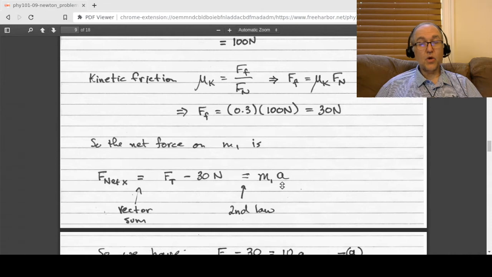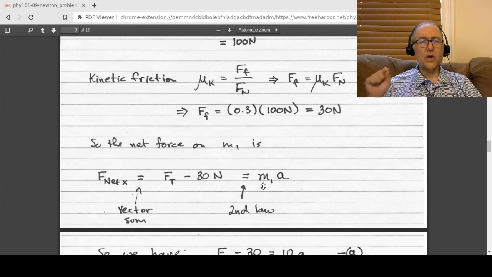There's the second law. So you've got two equalities here, but the justification for those two equalities is different. This equality, F net x is equal to Ft minus 30, is just the vector sum. For the second equality, why can you set that equal? That's Newton's second law, that the net force must equal ma. Now, I said ma because I'm talking in general, but we've got to be careful. Which block are we talking about? M1. And so you want to put M1 there. Don't write M2, or don't just write M, which is worse, because that's ambiguous. You've got two masses here, a 10 kilogram and a 5 kilogram, and a mistake can be made because you might put the 5 kilogram in there.